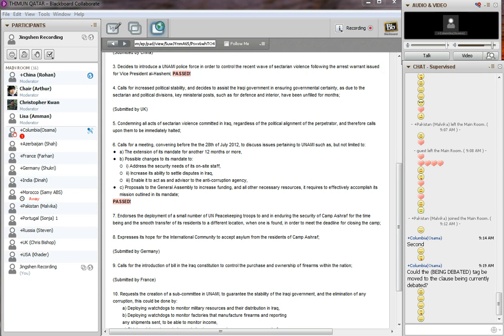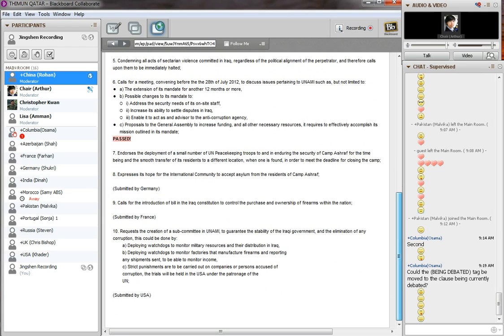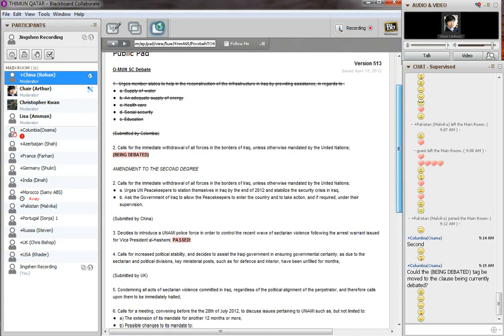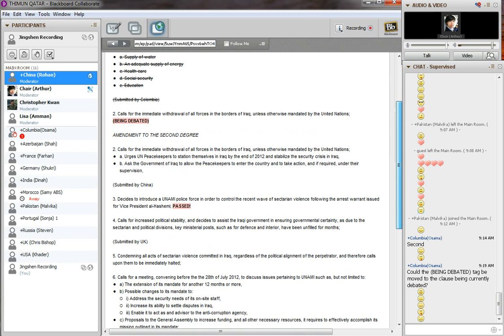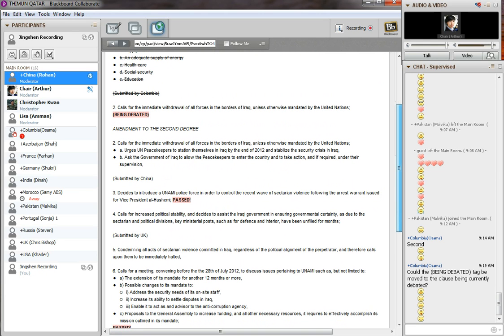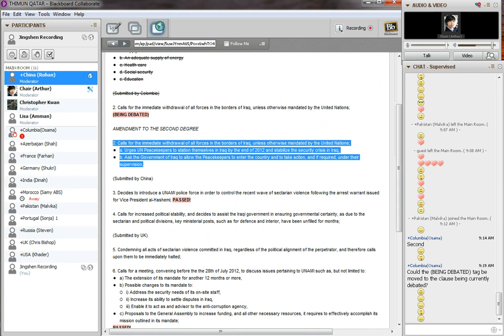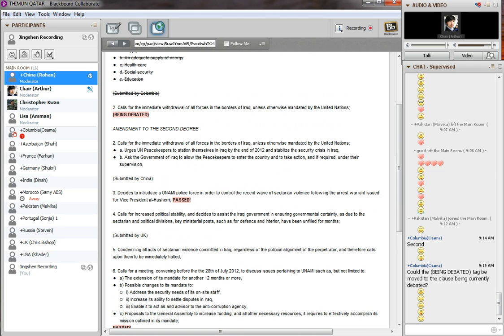The delegate of Colombia submitted an amendment to the second degree. That is in order. The amendment to the second degree reads: add to clause 2, subclause A, urges UN peacekeepers to station themselves in Iraq by the end of 2012 and stabilize the security crisis in Iraq. Subclause B, ask the government of Iraq to allow the peacekeepers to enter the country and to take action, if required, under their supervision. The chair sets a close debate term of 3 minutes for and 3 minutes against. Delegate of Colombia, you now have the floor.